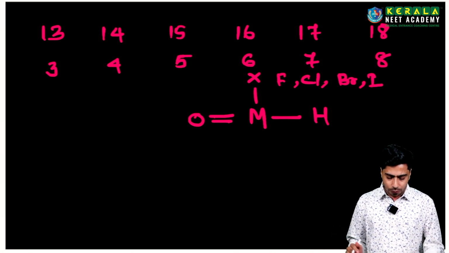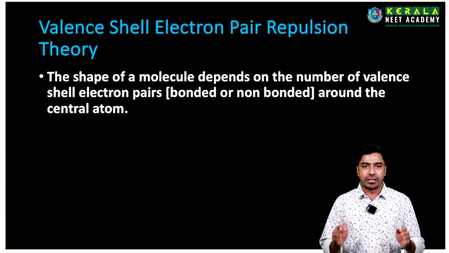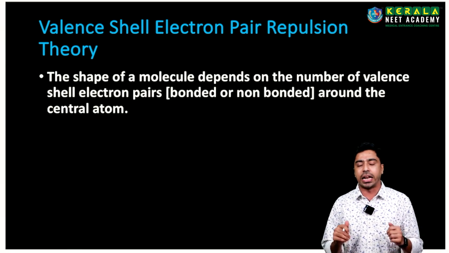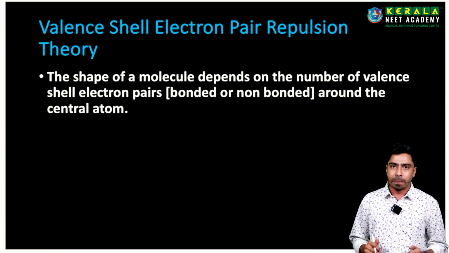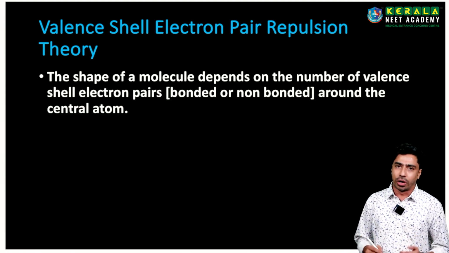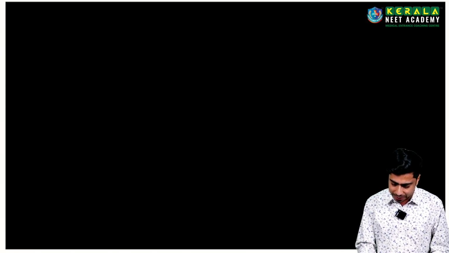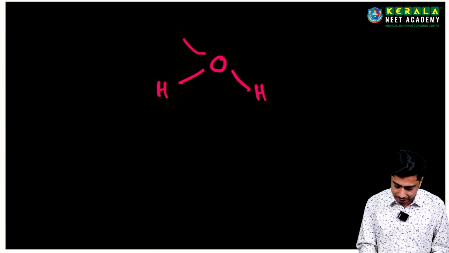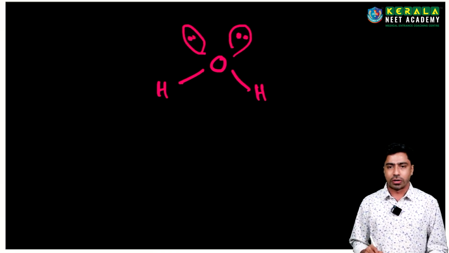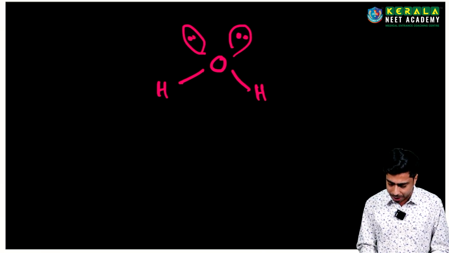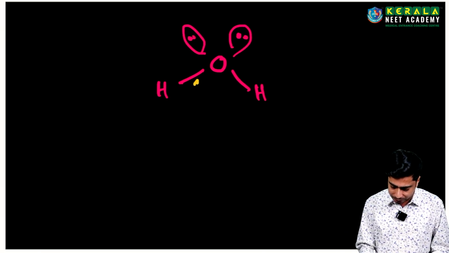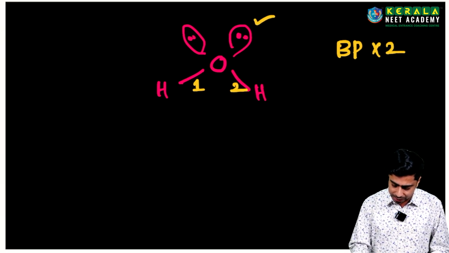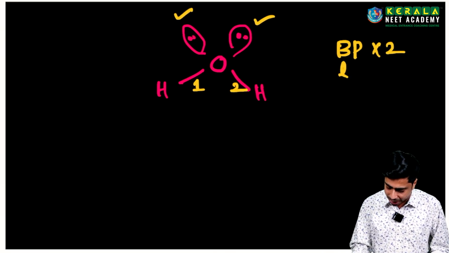Now here, according to VSEPR theory, you can see the postulate. The shape of a molecule depends upon the number of valence shell electron pairs around the central atom. For example, if you take the case of the H2O molecule, you can see that oxygen is bonded with two hydrogen atoms, and it carries two lone pairs of electrons. In H2O you'll be having two bond pairs. This is the first bond pair and this is the second bond pair. And this is one lone pair and this is your second lone pair, so it carries two lone pairs.